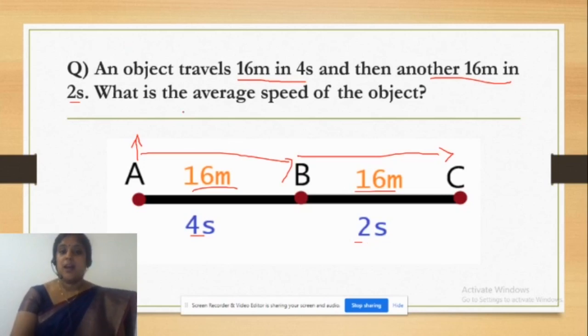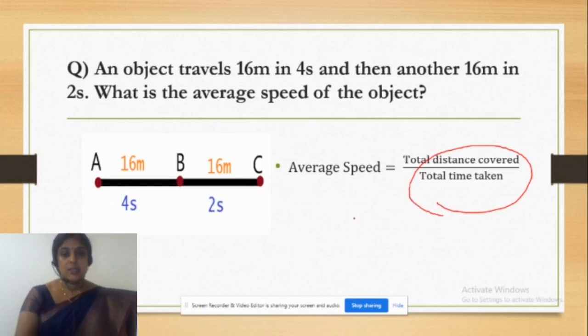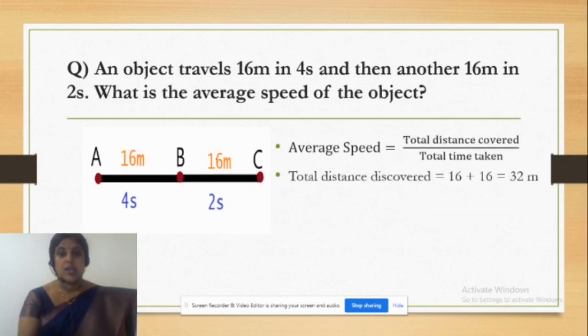Here in the question, they have asked what is the average speed of the object. So what is the equation for average speed? Average speed is equal to total distance covered by total time taken, right? So what is the total distance traveled here? That is 16 plus 16, that is 32 meters. And the total time taken is 4 plus 2, that is 6 seconds.